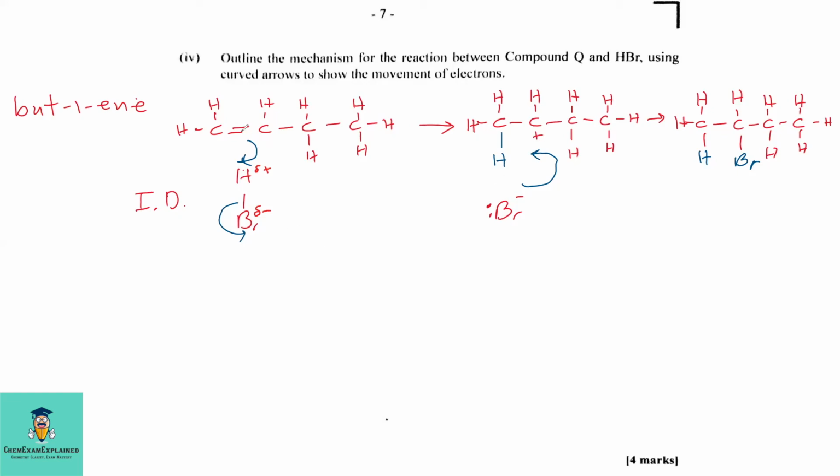As this bond to the H breaks off, Br will come off by itself here. Now this is your bromide ion. It is a negative ion because it now has two electrons that broke off from the bond between the H and the Br. The negative ion will move towards the positive carbocation to form a C-Br bond, and that would complete our mechanism. In this case, we use the isomer but-1-ene to form our bromoalkane.